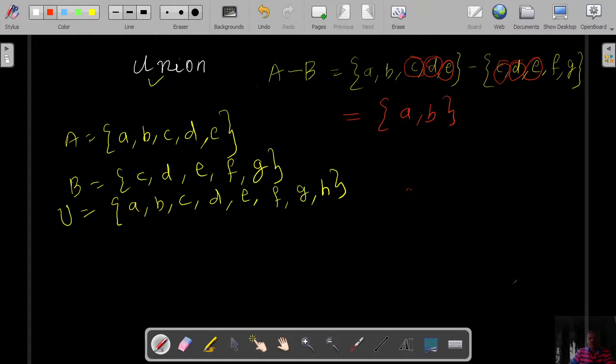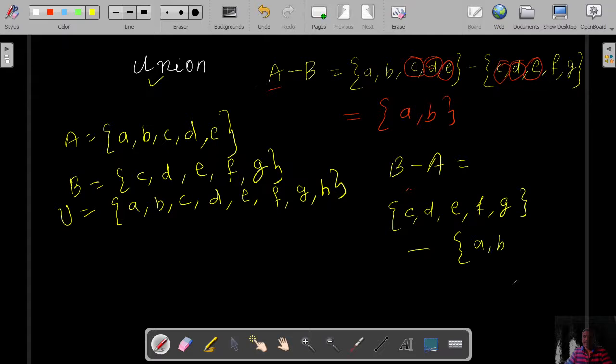In this, from the first set we will remove the common elements. So if I take B minus A, you will be easily able to tell. In that case, first I will write the B elements, that is C, D, E, F and G, and minus the elements of A: A, B, C, D and E. Here again I will take the common elements.